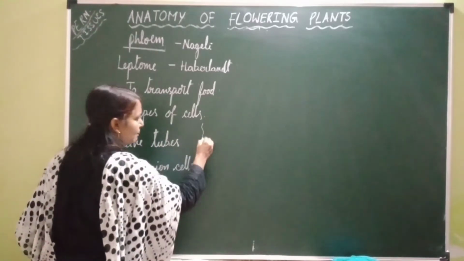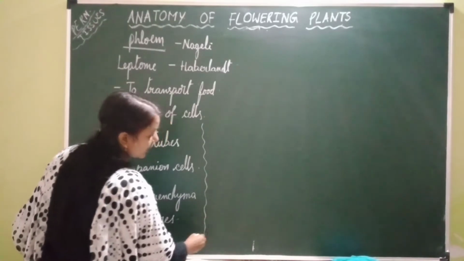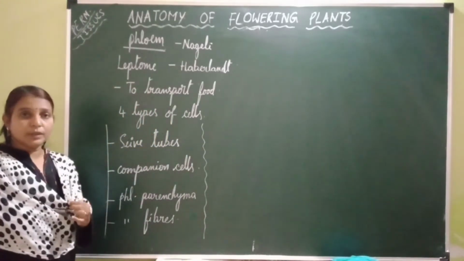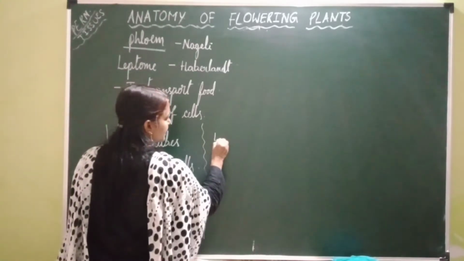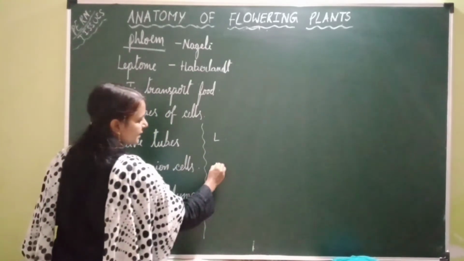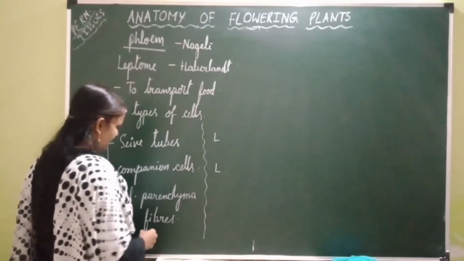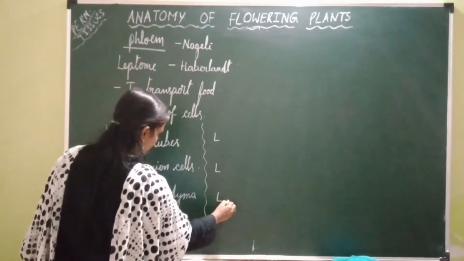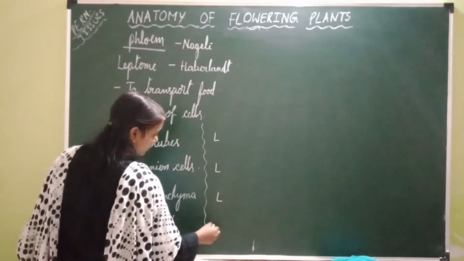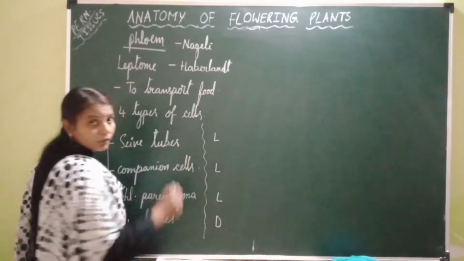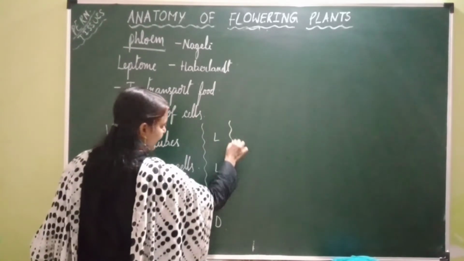Now let's make a comparative study of the 4 different types of elements present in the phloem with respect to basic features. Sieve tubes are living cells. Companion cells are also living cells at maturity. Phloem parenchyma is also made of living cells, and phloem fibers are dead cells at maturity.